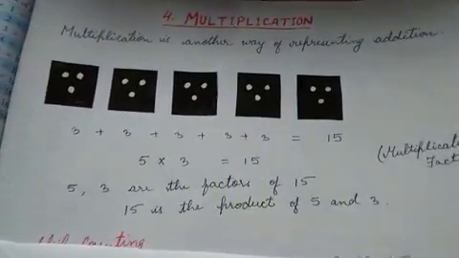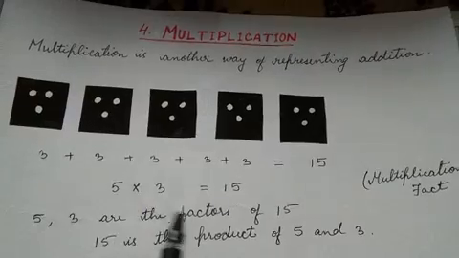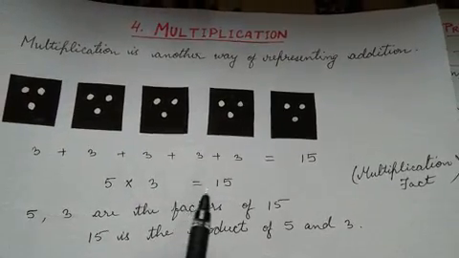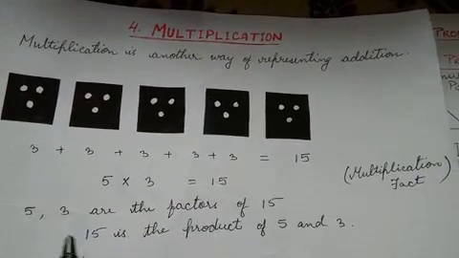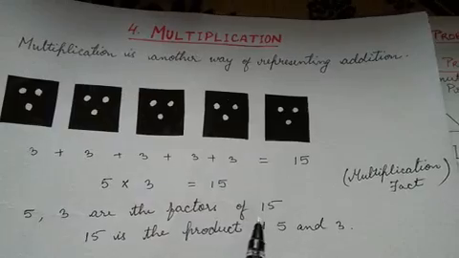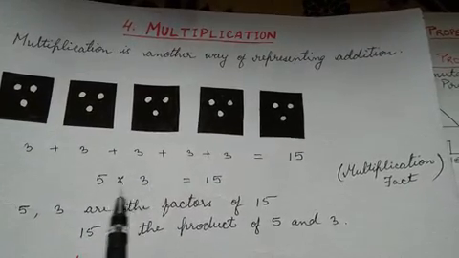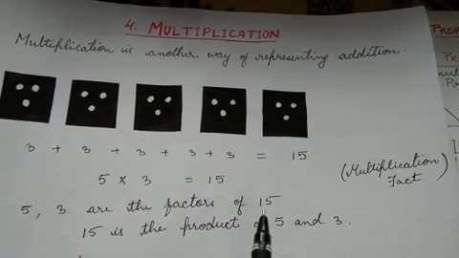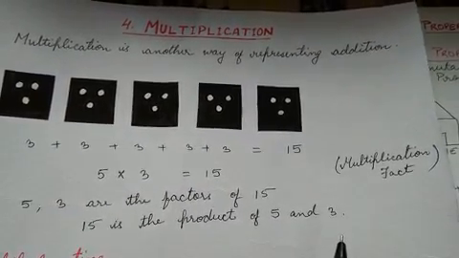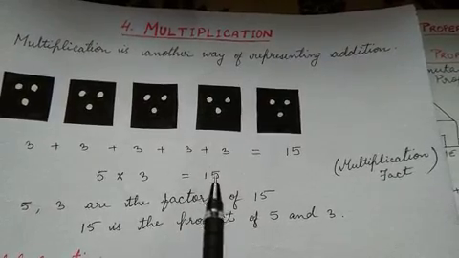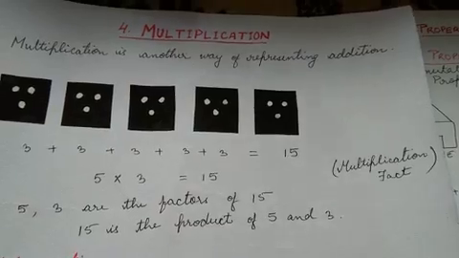Now when we write it like this, 5 3s are 15. This is a multiplication. So when we write it like this, 5 and 3 are known as the factors of 15. Okay, 5 and 3 both can be called factors of 15, and 15 can be called the product of 5 and 3. Okay, 15 will be called the product of 5 and 3.